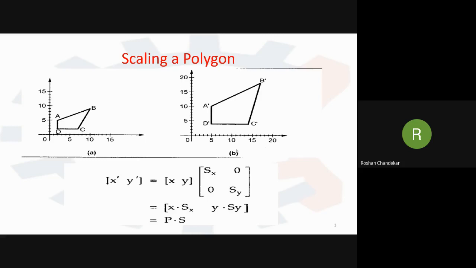Now I'm going to stop my presentation here, and we are moving towards the actual programming of scaling a polygon.